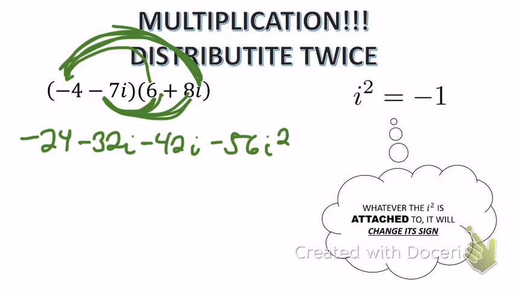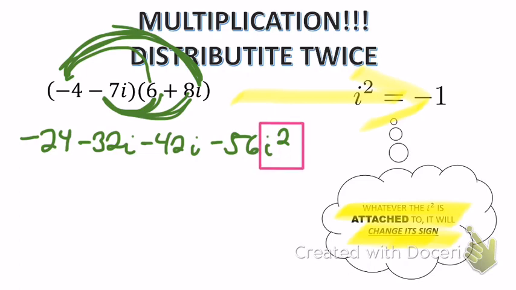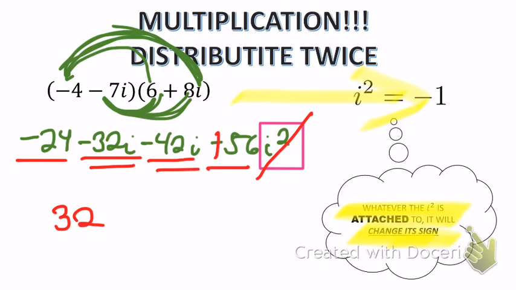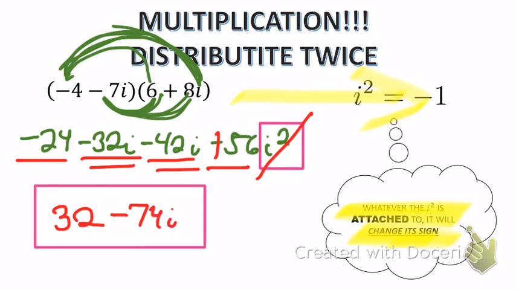Now, let's put i squared into action right here. Whatever it is attached to, it's going to change its sign. So that i squared right now is attached to the negative 56. So all that's going to do is change its sign. So now it's a positive 56. Now let's collect like terms. Negative 24 plus 56 is 32. And negative 32 minus 42 is negative 74i. There is our final answer.